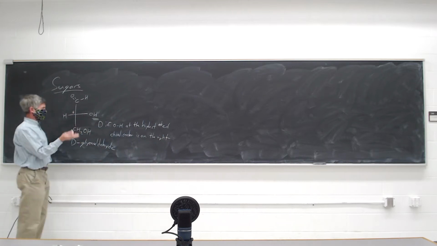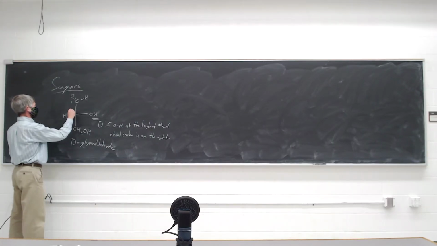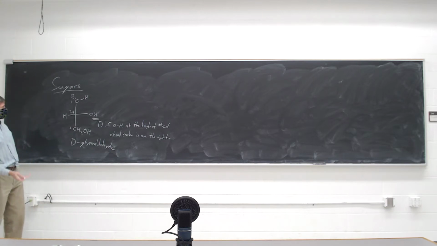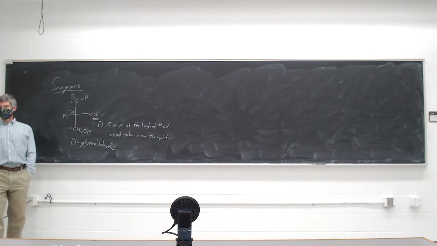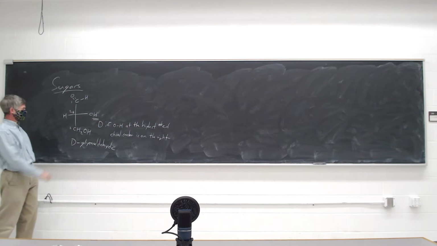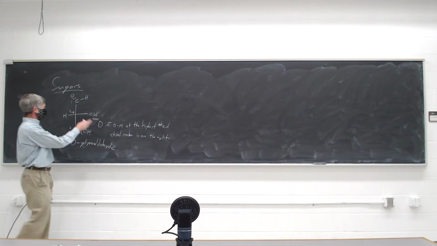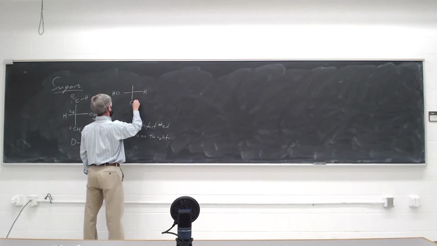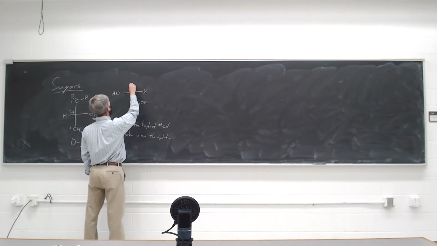And that's whatever the highest numbered chiral center here is. So in this case, there are only 3 carbons. There is only 1 chiral center. 2 is the highest numbered chiral center and the only chiral center. So it's on the right. You also could have L-glyceraldehyde, and L-glyceraldehyde would have the OH on the left.